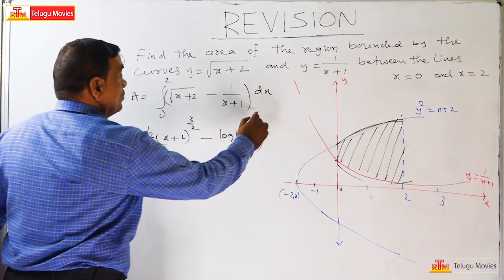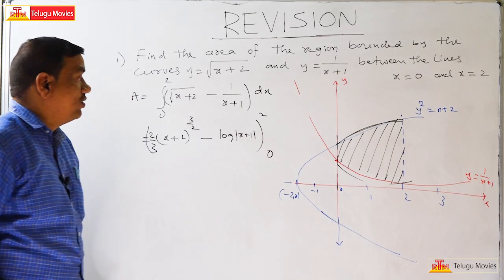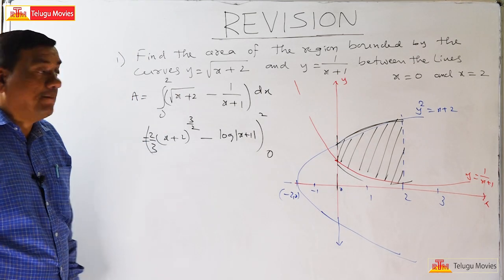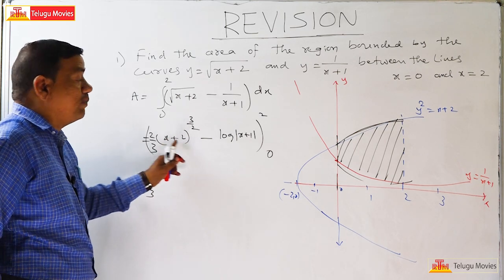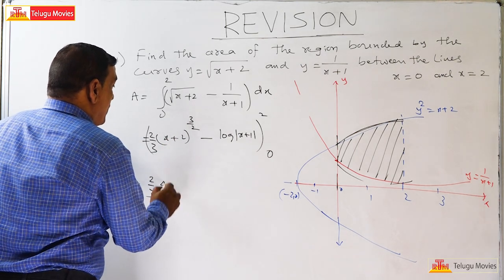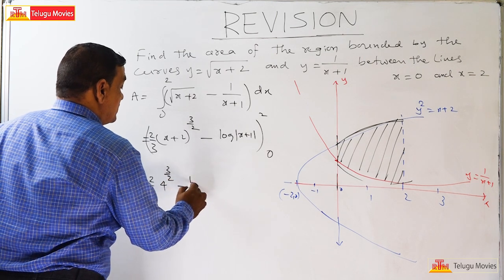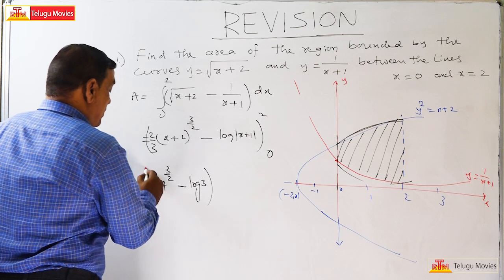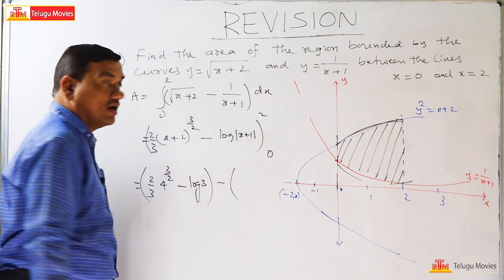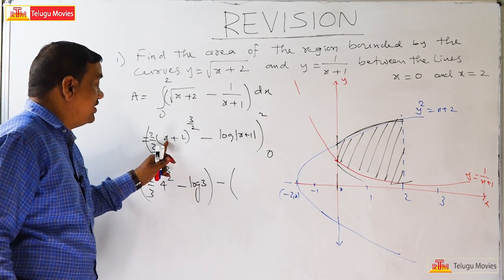So this is upper limit minus lower limit. Let us apply the upper limit first. This is 2 by 3 into 2 plus 2, that is 4, 4 power 3 by 2, minus log of 2 plus 1, that is 3. Then minus the lower limit, 2 by 3 with 0.